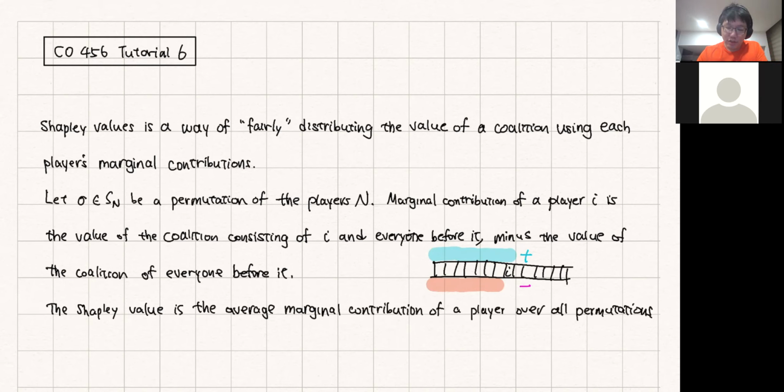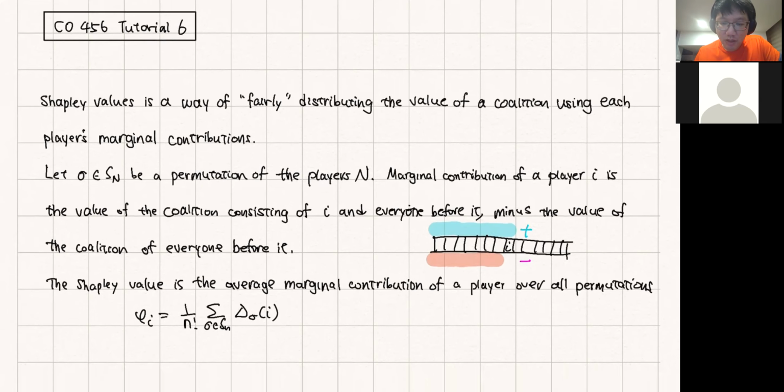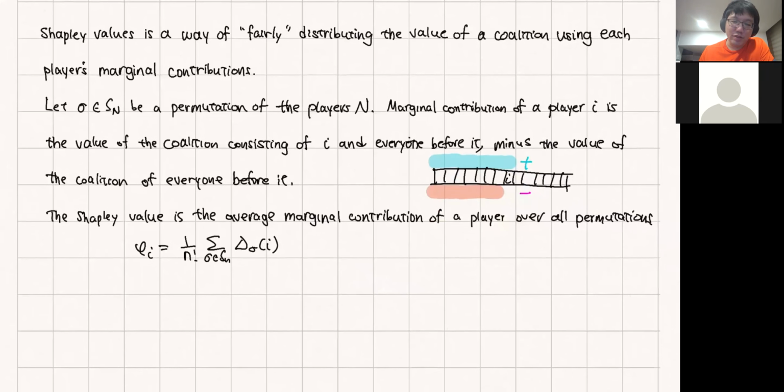All right. Okay. So the official definition, in symbols, this is the average. So there are n factorial permutations. The average is that. You sum over all the permutations, and you're looking at the marginal contribution of player i in that permutation. All right, so that is the Shapley values. Right? So you take all the permutations, you look at how much player i contributes in that particular permutation, sum over everything, and then divide by n factorial. Okay.